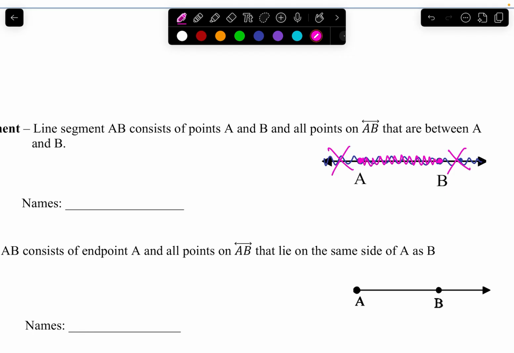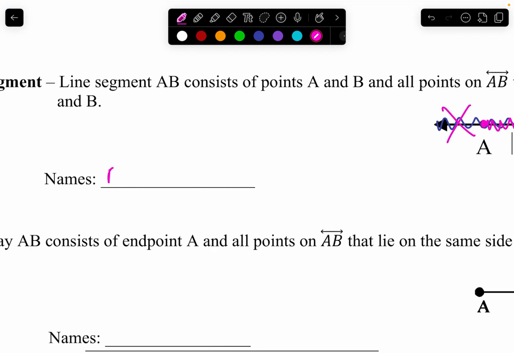So when I write my line segment, I'm going to write it with 2 capital letters and a line segment over the top. So this is different than a line because a line has arrows on the side, line segments do not. The only other way that I could name this line segment is BA, and again, the order does not matter.